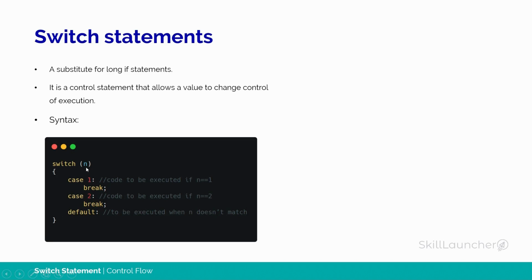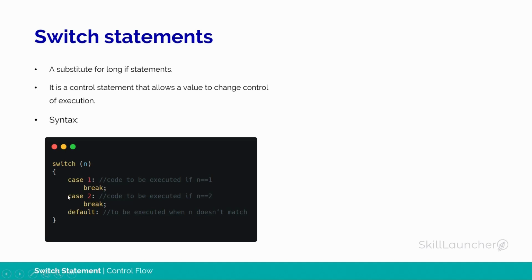The expression is evaluated once, and then the value of this expression is compared with all the values of these case labels. Here, the first case has label 1, the second case has label 2. If the value of this expression matches a case label, then the corresponding statement after the matching label is executed. For example, let's say the value of n is 1. So the value of n matches case 1, and the code after case 1 is executed.